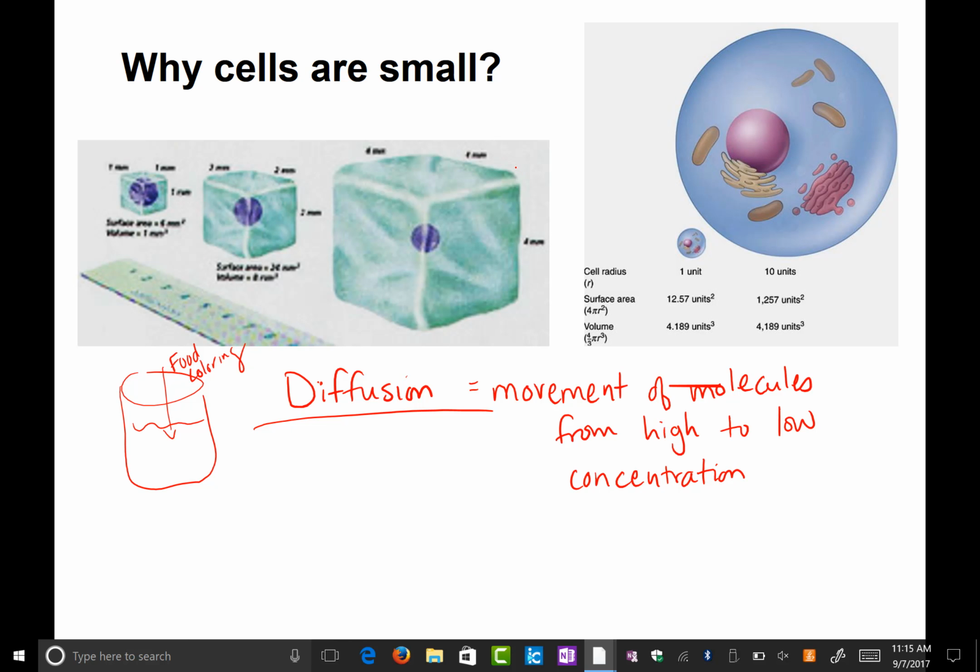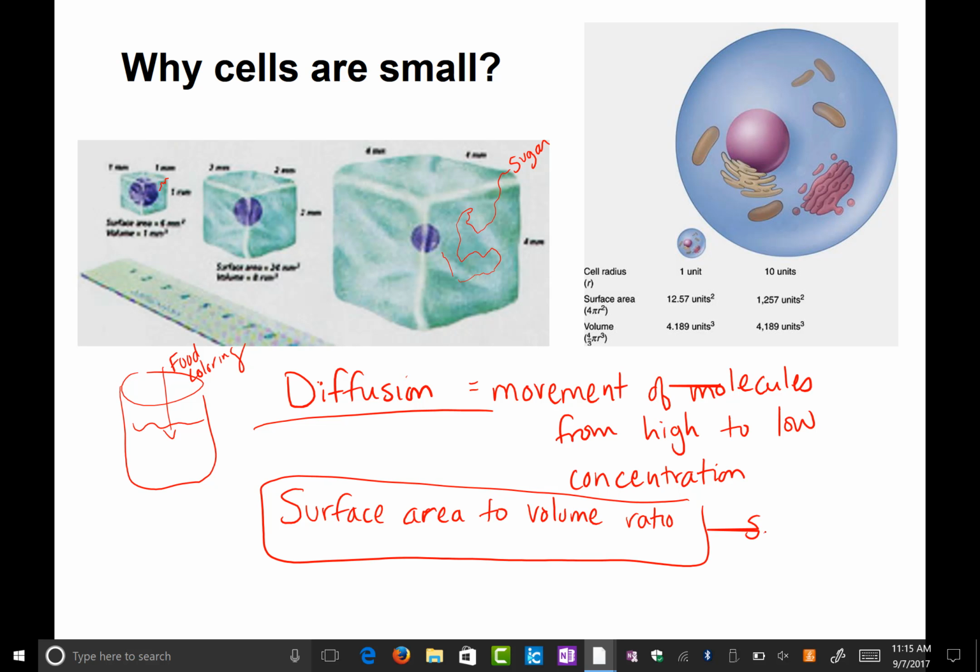So if you have a large cell, and say you need to get some sugar in, and it goes diffusing in, now I'm inside the cell, and it's going to take a long time to get where it needs to be. Whereas in a smaller cell, that slow diffusion, at the same rate, can get where it needs to be a lot faster. So one of the things we talk about is the surface area to volume ratio.